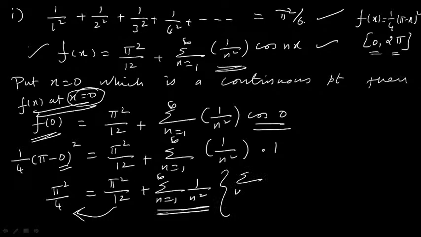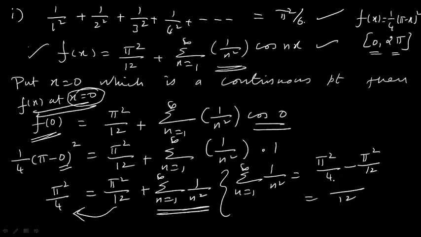So sigma n varies from 1 to infinity 1 divided by n square is equal to pi square divided by 4 minus pi square divided by 12. Take an LCM as 12, what happens? Divided by 12 means here you have to multiply both numerator and denominator by 3. That is 3 pi square minus pi square, which is nothing but 2 pi square divided by 12. That is pi square divided by 6.